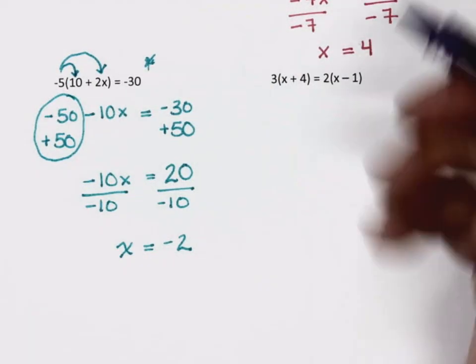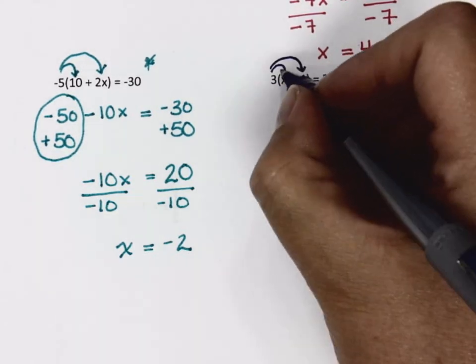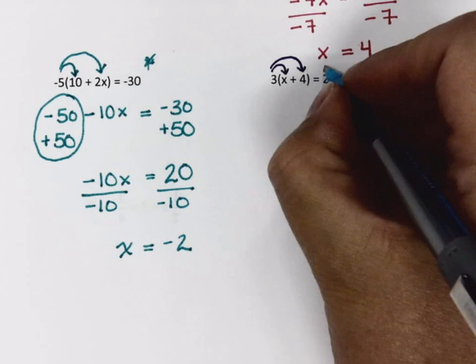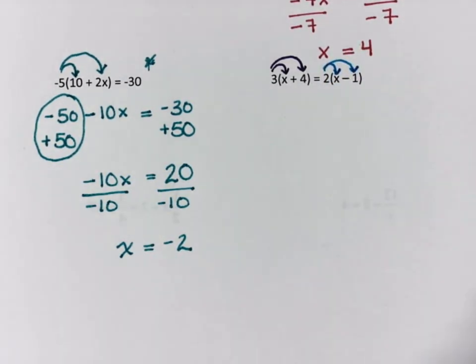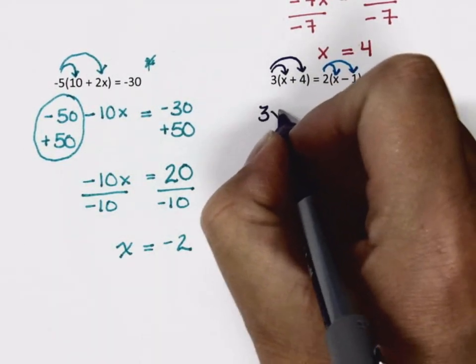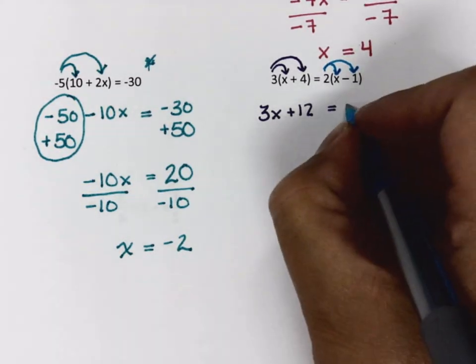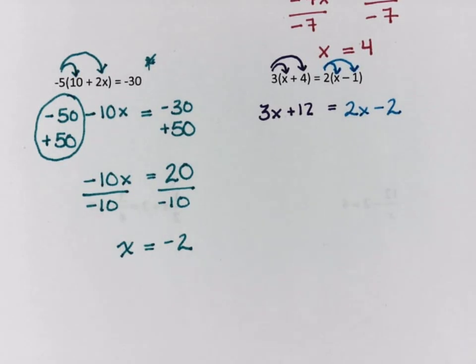Okay, I'm switching colors one more time. 3 times x, and then 3 times 4. And then on this side, maybe I'll use a different color. The 2 goes into the x and also to the 1. So we're going to have 3x plus 12 equals 2x minus 2. So now this is 3-step. So you see why it's important to practice the 3-step before doing the distribution, because they're kind of all linked together.